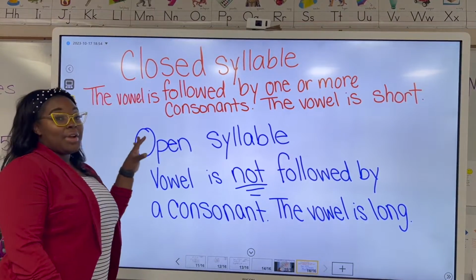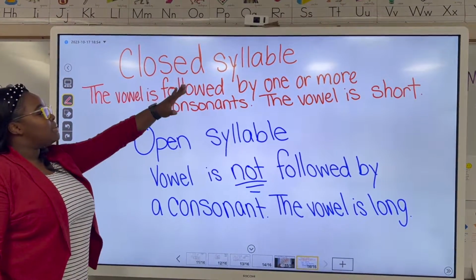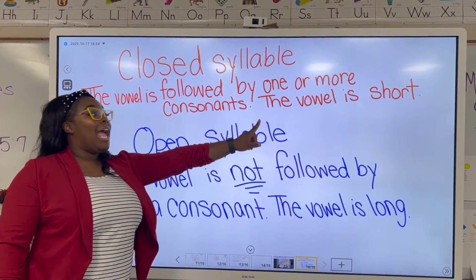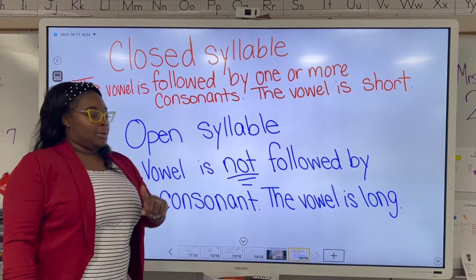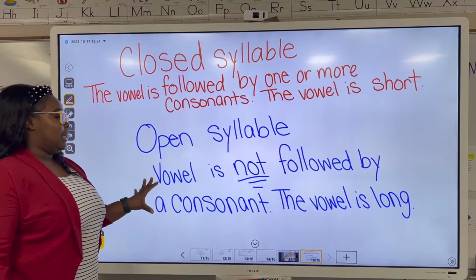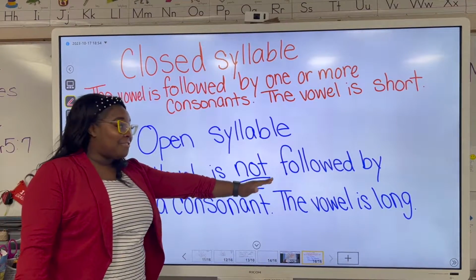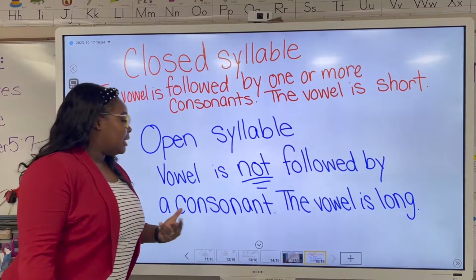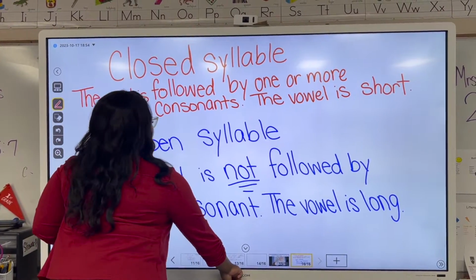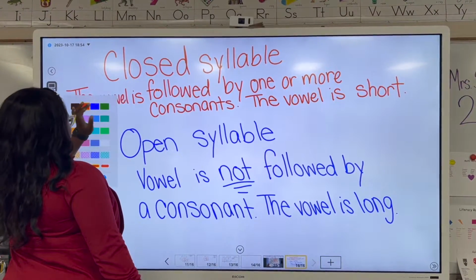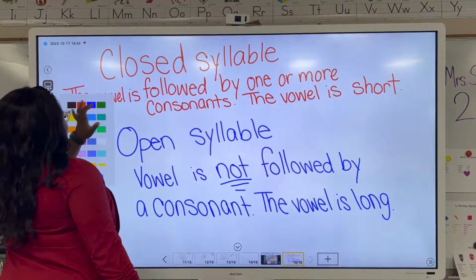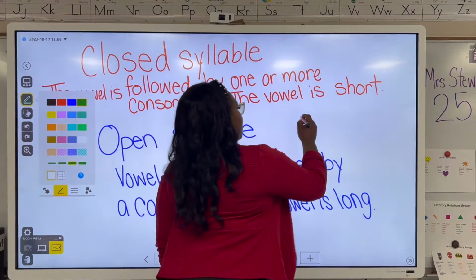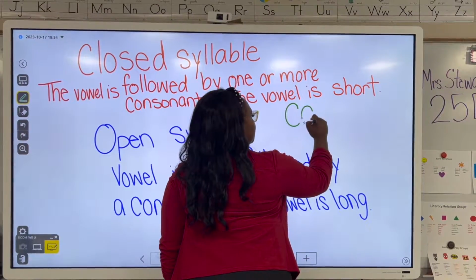Awesome. So now we're here at the board, right? So a closed syllable, the vowel is followed by one or more consonants, and the vowel is short, okay? For an open syllable, the vowel is not followed by a consonant. The vowel is long. Let's give some examples, okay? I'm gonna write in green. So for a closed syllable, here's my word.